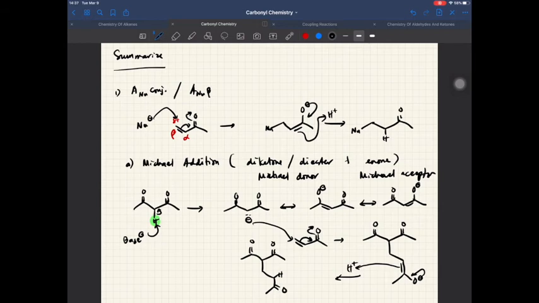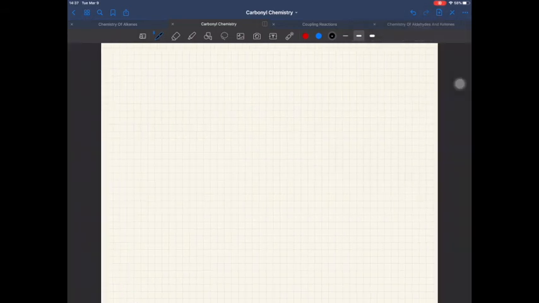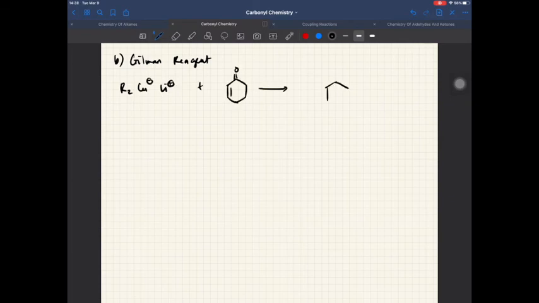Okay, the second type of beta addition reaction that I have shown to you is the reaction of the Gilman reagent. The Gilman reagent has this canonical structure and reacts with any enone. This reaction will form a beta addition product like this, but the reaction mechanism will be addition of the copper to the beta carbon to produce this copper complex.